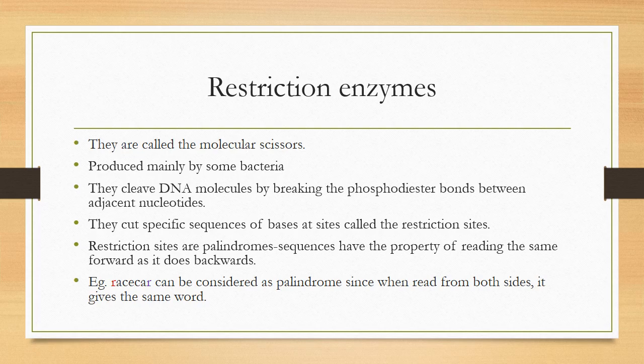When reading racecar from the R, which is in red, it reads racecar, and from the R, which is also in blue, it reads racecar. So racecar can be considered a palindrome because from both sides it reads the same. We are going to look at how a DNA molecule or a site is said to be palindromic in our next video, where we are going to scrutinize the whole process and know what it actually entails.